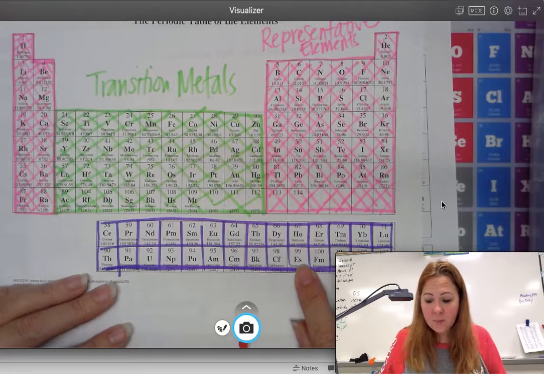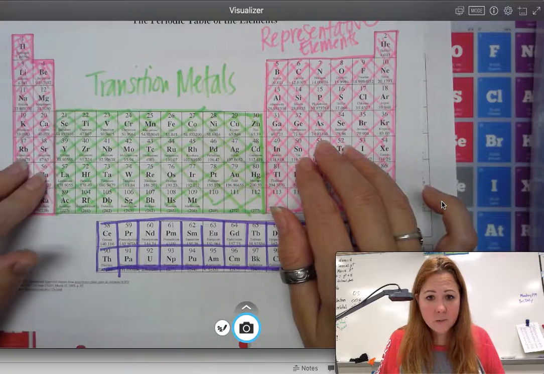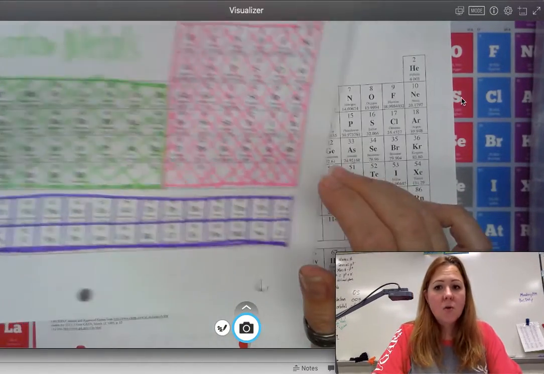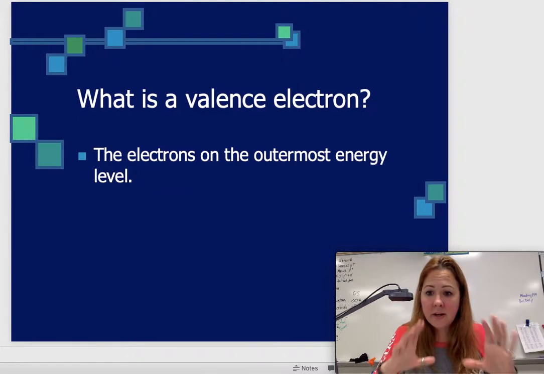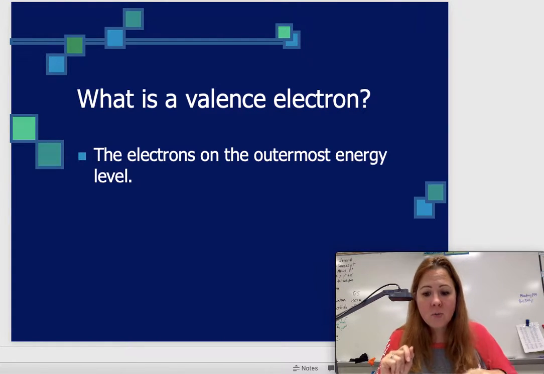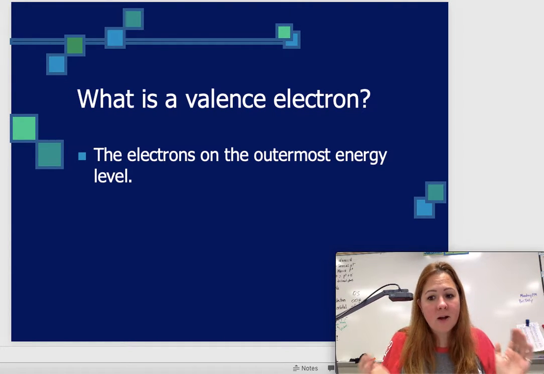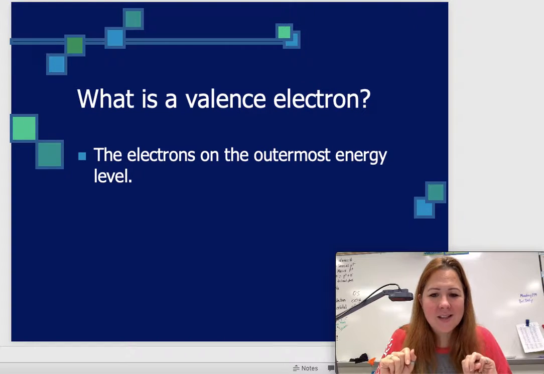Now what the representative elements do for us is we can look at the number of valence electrons that are there. They always have a set number of valence electrons. So in your notes, with your valence electrons, remember it's the electrons in the outermost energy level. And because of the modern atomic theory where you have the D block and the F block jumping inside of the atom, your magic number is 8 valence electrons. Nothing on the periodic table has more than 8.